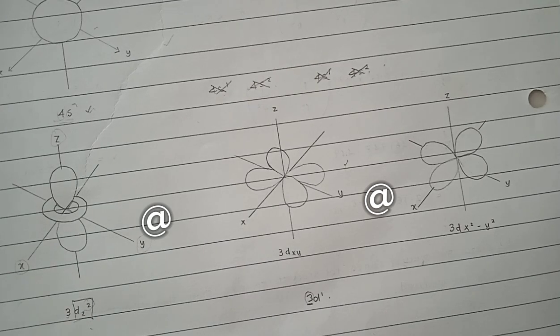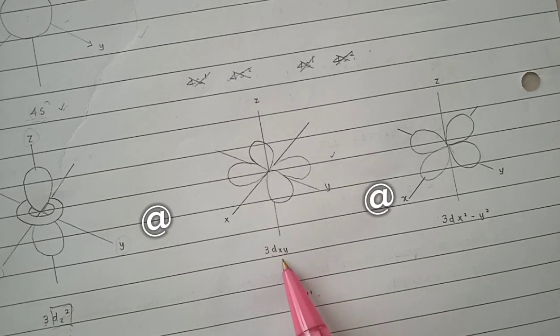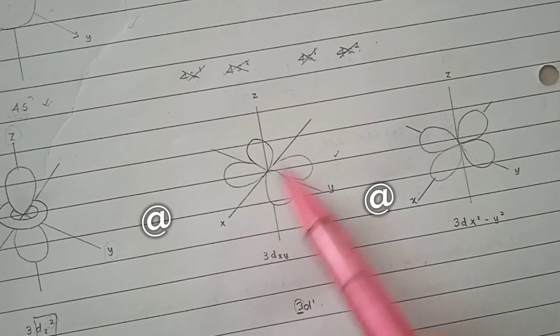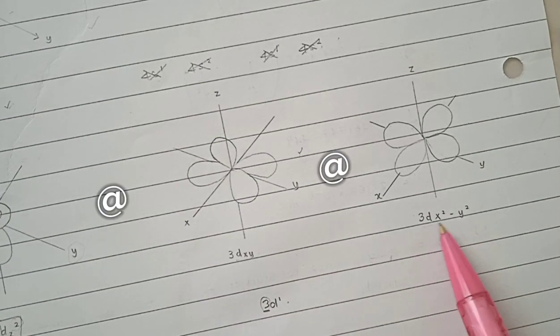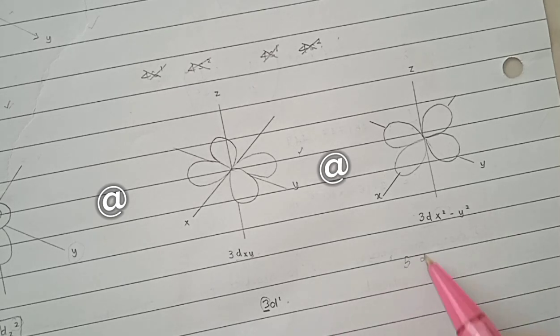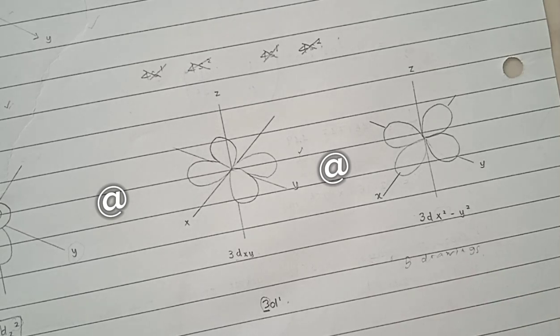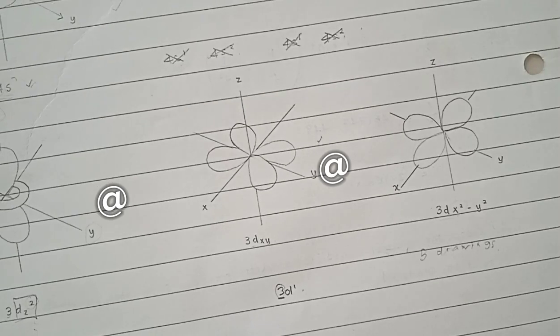So here I draw 3 shapes. The first one is 3dz square. The second one is 3dxy. And then the third one is 3dx square minus y square. In your lecture notes, we have 5 drawings. So you can choose whichever you think is the easiest for you to draw. So that's all from me.